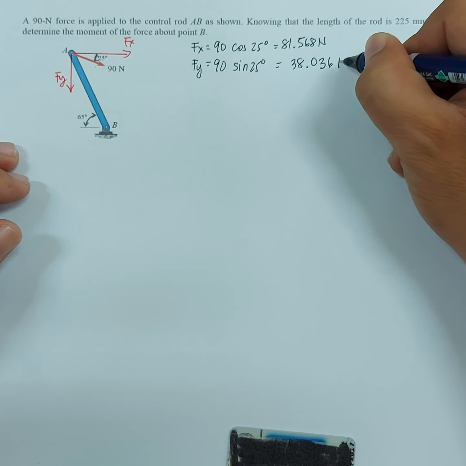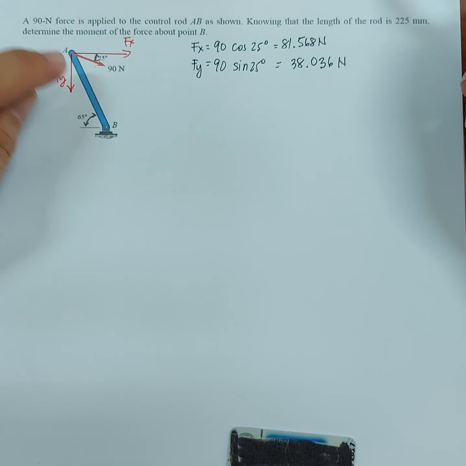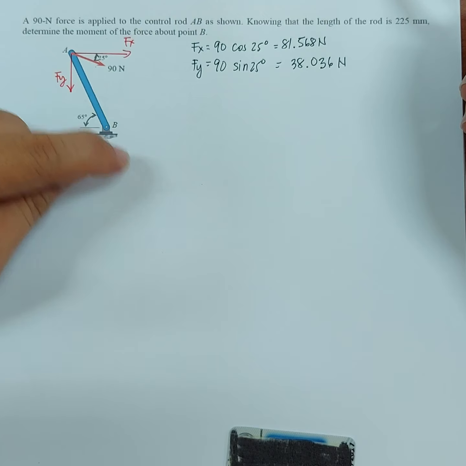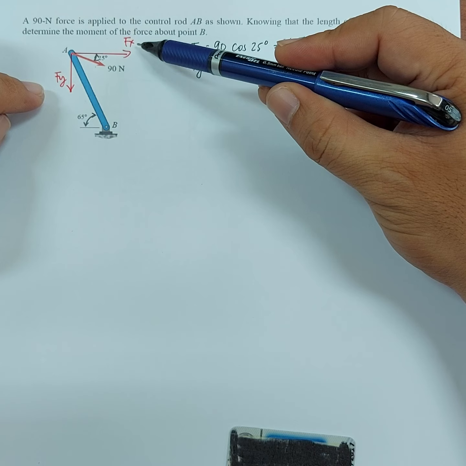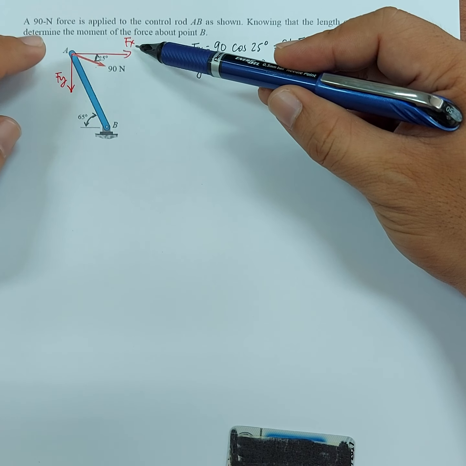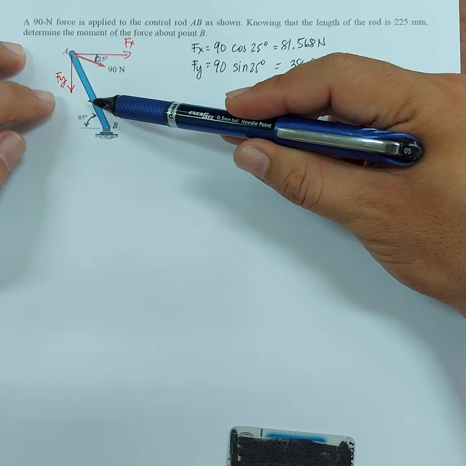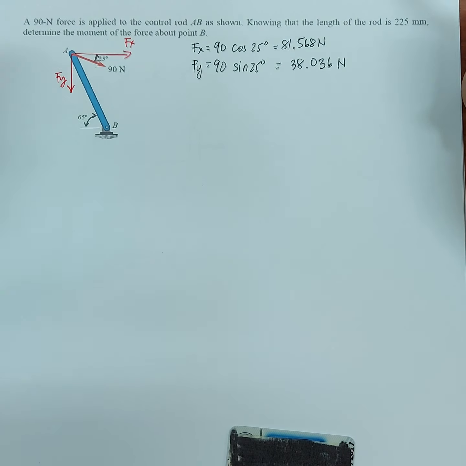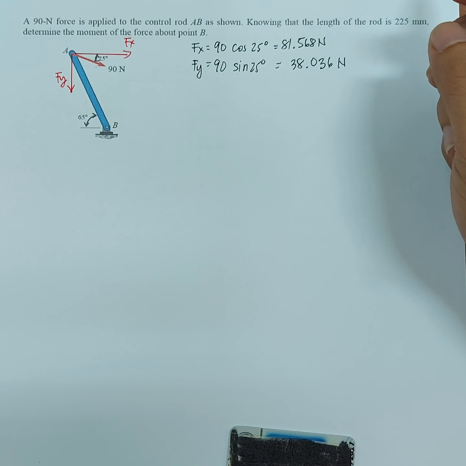Okay, next. So alam na natin, yung moment ng 90 Newton force about B is also equal to the moments of Fx and Fy. Okay, add lang natin yung moment ng Fx and Fy. That will be the moment of this force relative or about point B. Okay. So next is i-compute natin yung perpendicular distance or the moment arm of each force about point B. Again, ang diskarte natin para ma-identify natin yung moment arm.